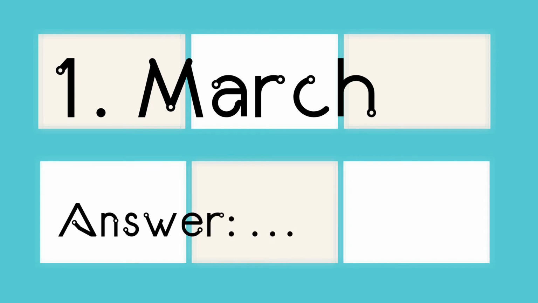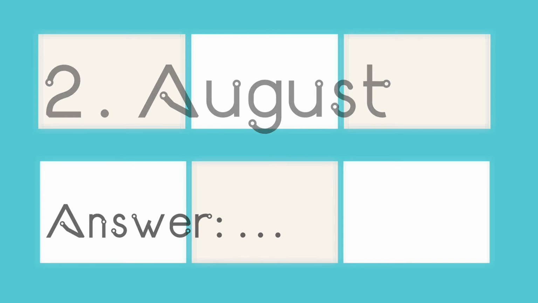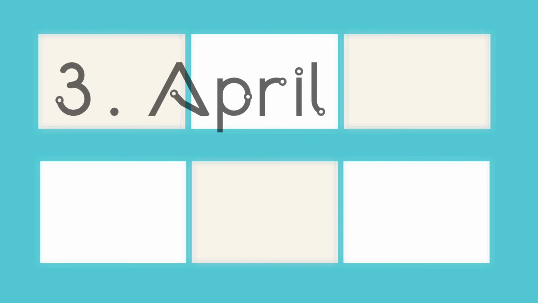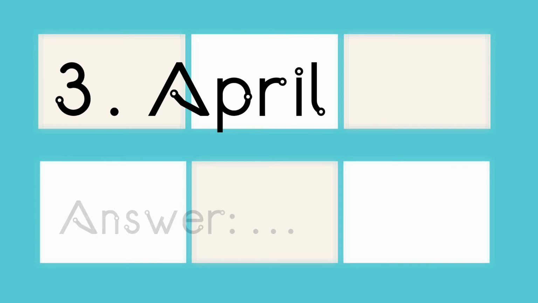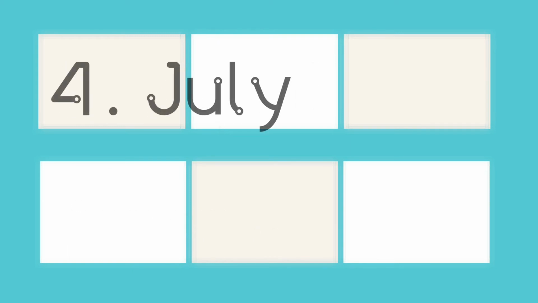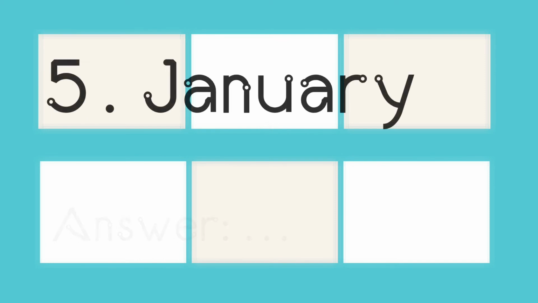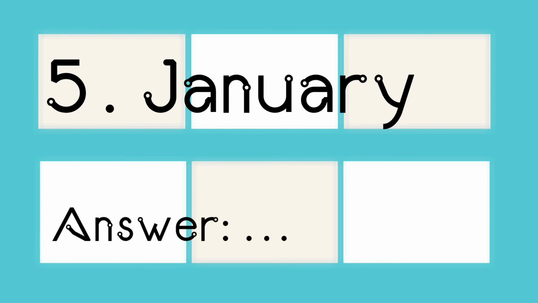Number 1, March. Your answer? Number 2, August. Your answer? Number 3, April. Your answer? Number 4, July. Your answer? The last one, January. Your answer? Okay, now let's go and check the answers.